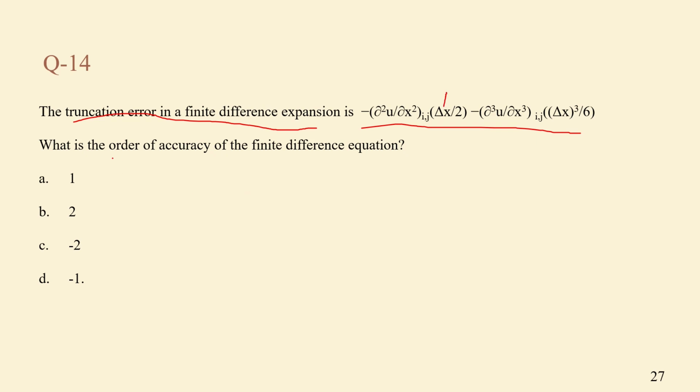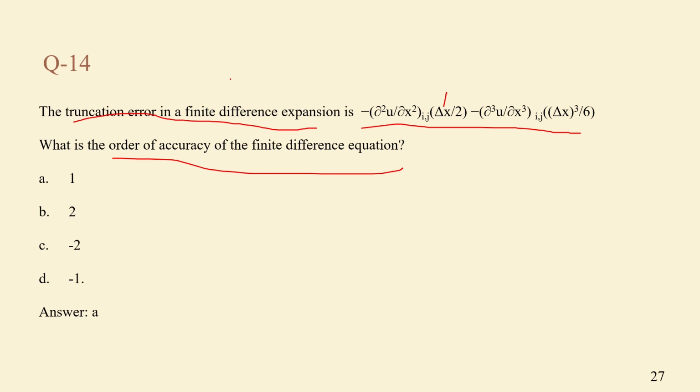So the order of accuracy for this particular equation is 1, because we have neglected the terms starting from delta x. The order of accuracy is given by the minimum delta x power in the truncation error term. So delta x here is of the power of 1. So the answer is 1. Option A is the right answer.